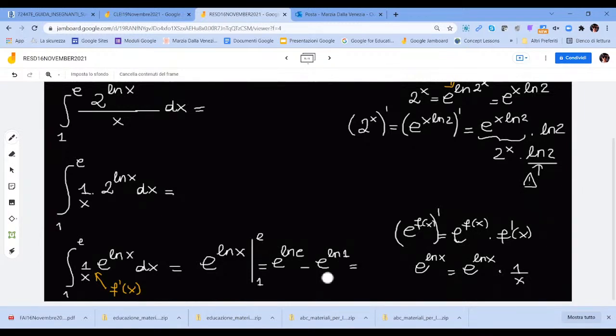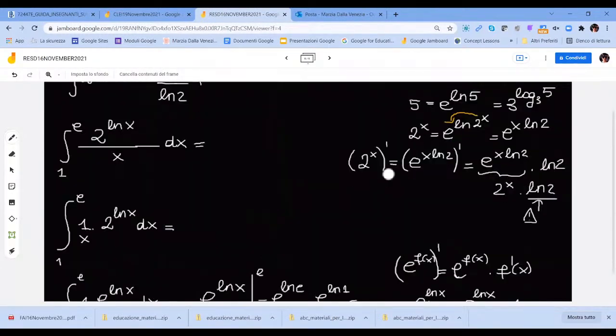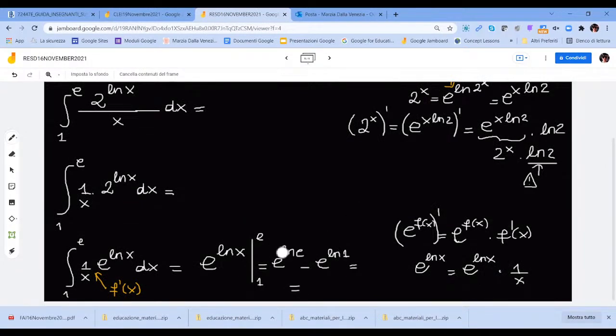And that is e, because of the computation before. This is e raised to the power that we should give to e in order to obtain e. So we obtain e minus, logarithm of 1 is 0. The power that we shall give to e in order to obtain 1 is always 0. So it is e minus 1.